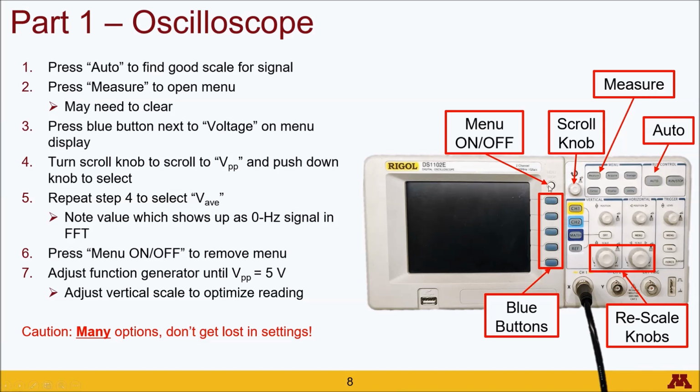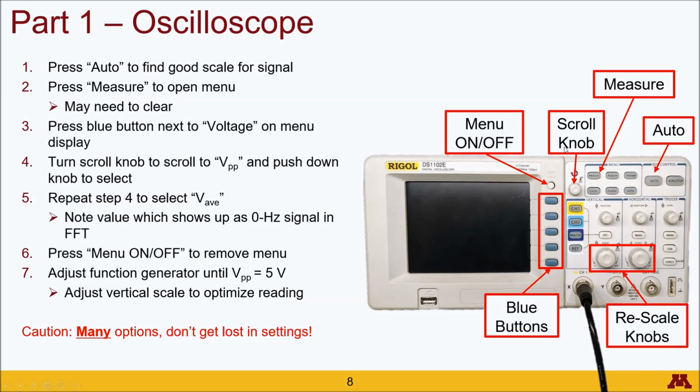And then you'll want to click on this measure button, which will open up some options on the screen here, and there may already be options down below, in which case you'll want to click on the clear button and then press the blue button that lines up with the word voltage on the menu display that shows up on the right side of the screen.